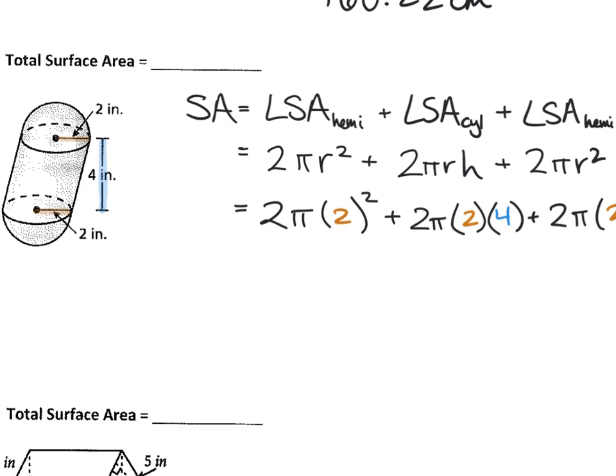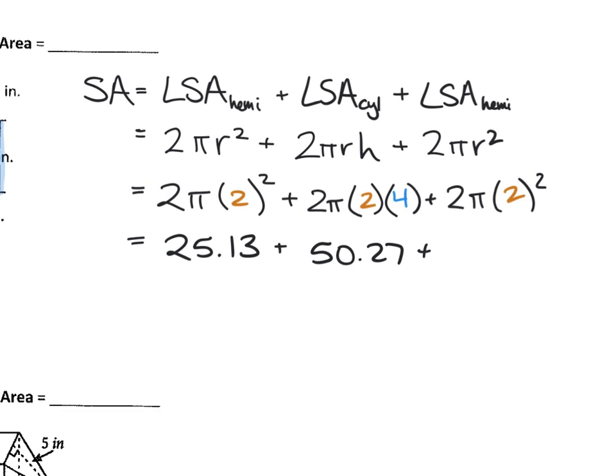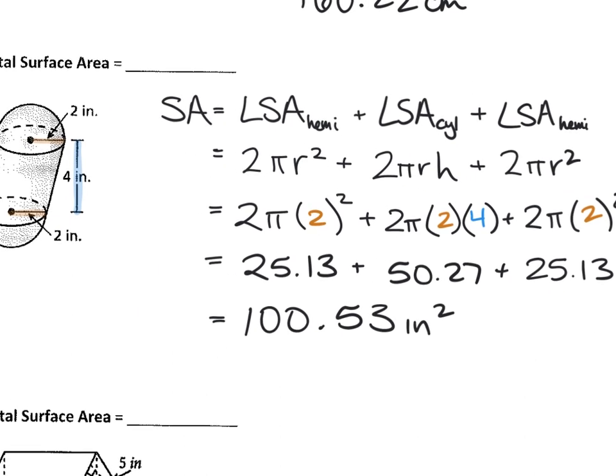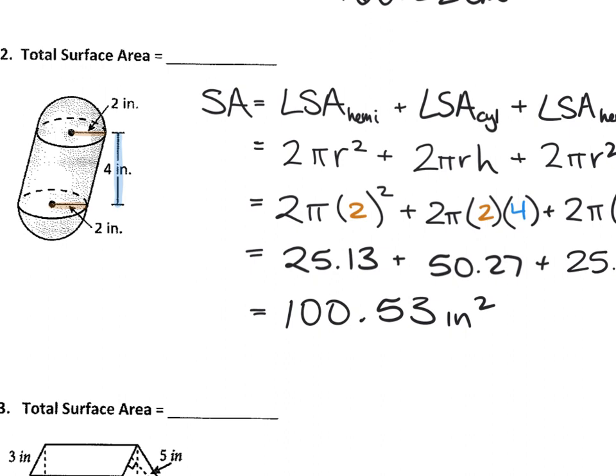If you found something else to do this, again, don't erase your answer because you might end up at the same spot as me. When I solved each of these 3 little bits here, I got 25.13, and then I got 50.27, and then I got 25.13 again, which means altogether the total surface area of the shape should have been 100.53 inches squared. Were we close? Were we on the right track? Did we get it? Yay!